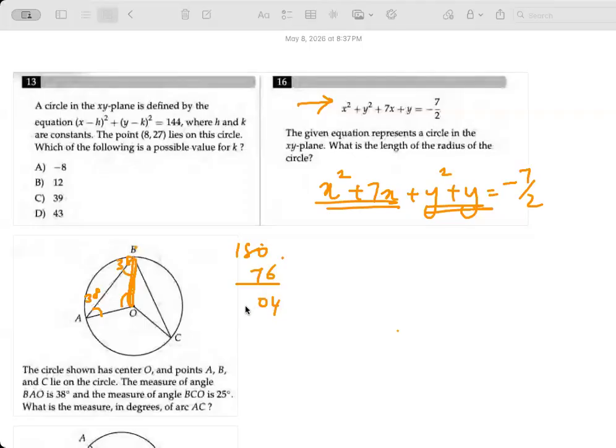So it's 104. And then in the other triangle, BCO equals 25. So that means OBC is also 25. So 180 minus 25 minus 25 is 130. And then the full circle is 360. So 360 minus 104 minus 130 is 126.